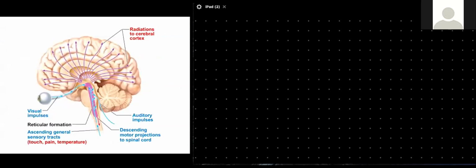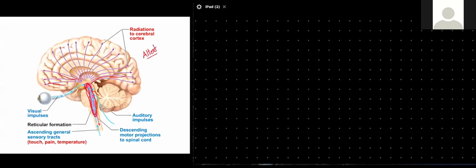So if we're looking on here, those are my reticular formation nuclei located in the brain stem. And they are sending out the signals to almost everywhere in the brain to maintain an alert state.